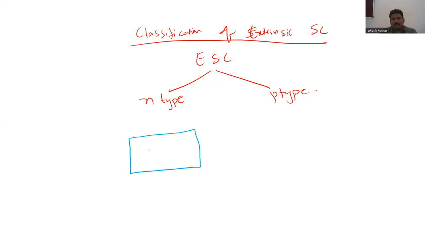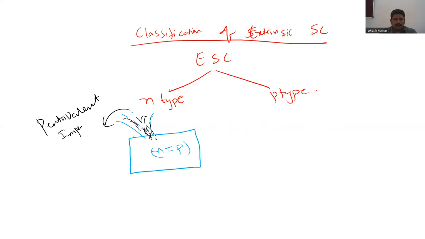For our simple understanding, let us take a pure semiconductor. What is the condition here? The number of N is equal to P. If we dope this pure semiconductor with some impurities, which type of impurities? If I add pentavalent impurities, what is meant by a pentavalent impurity?